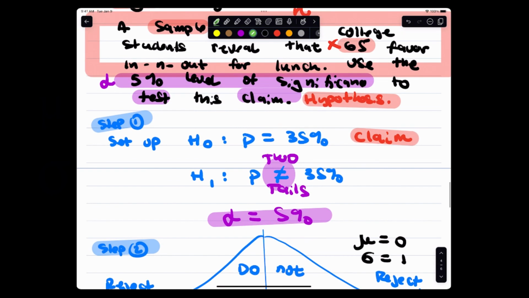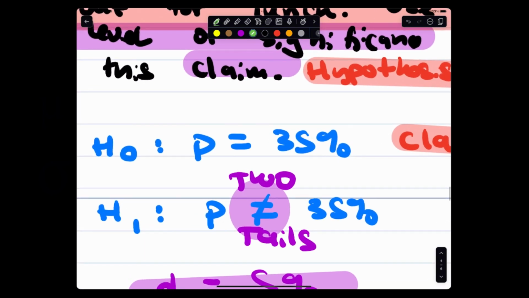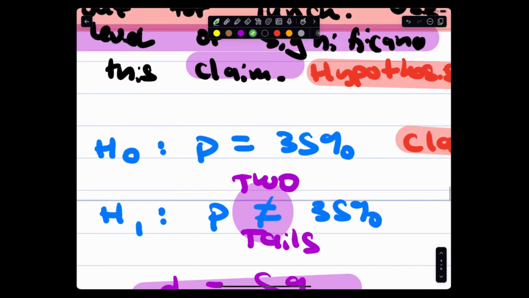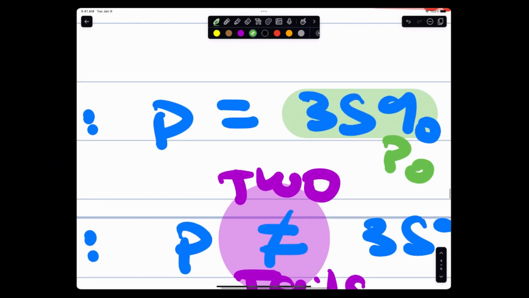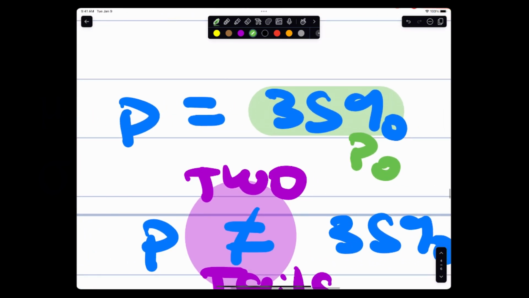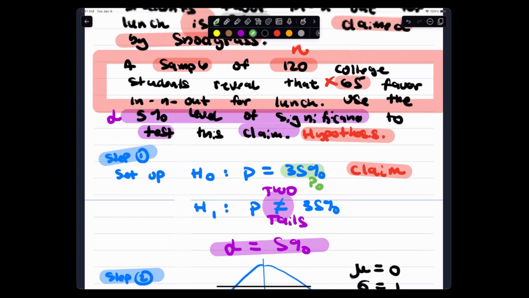Isn't it 35? Yes, it is. How'd you know? Because it says P naught. Yes, you're right. It's right here, ladies and gentlemen. P naught is right here. It's the proportion in the null hypothesis. So here's your null hypothesis, H naught, and it says P equals 35%. There's your P naught. There it is, 35%.